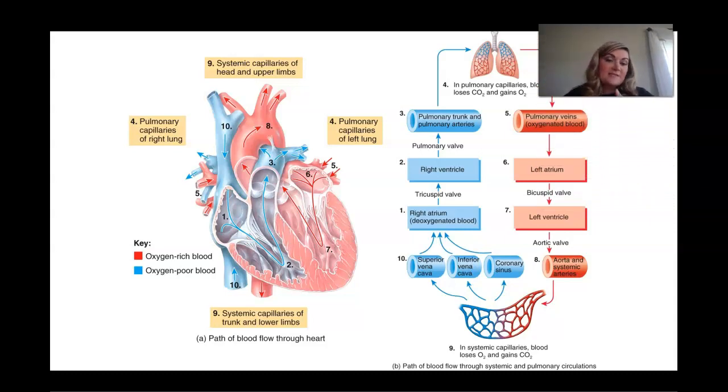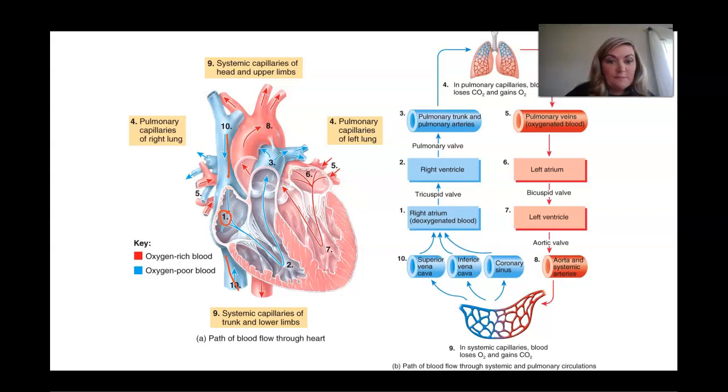So here you're looking at simply a different version of the diagram. And so here we're going to come in through the vena cava. That's the superior vena cava or the inferior vena cava. Both of them come into the first step, which is going to be the right atrium.